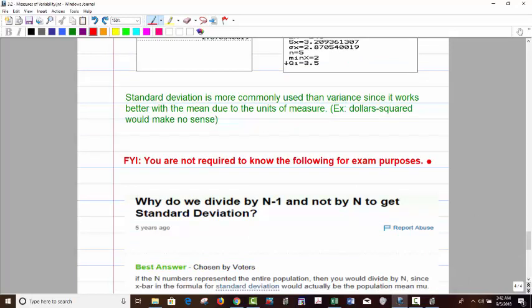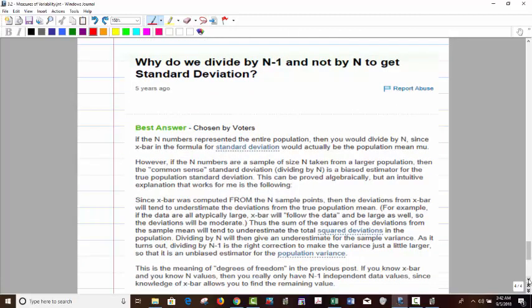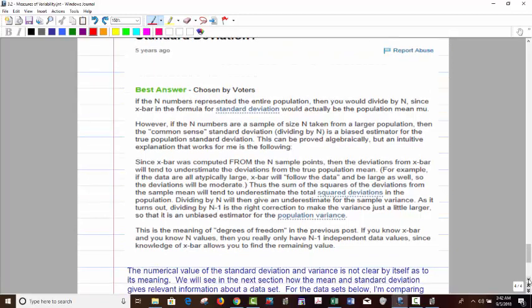Now here's something I just want to show you, because it might seem kind of odd. Why are we dividing by n minus 1 to get sample variance instead of n? There are several ways to explain it. This is a non-mathematical way, sort of, to explain it.